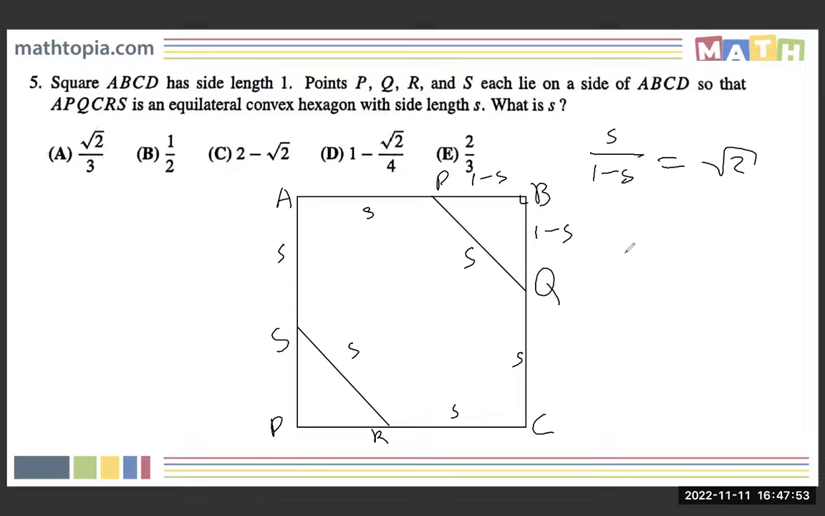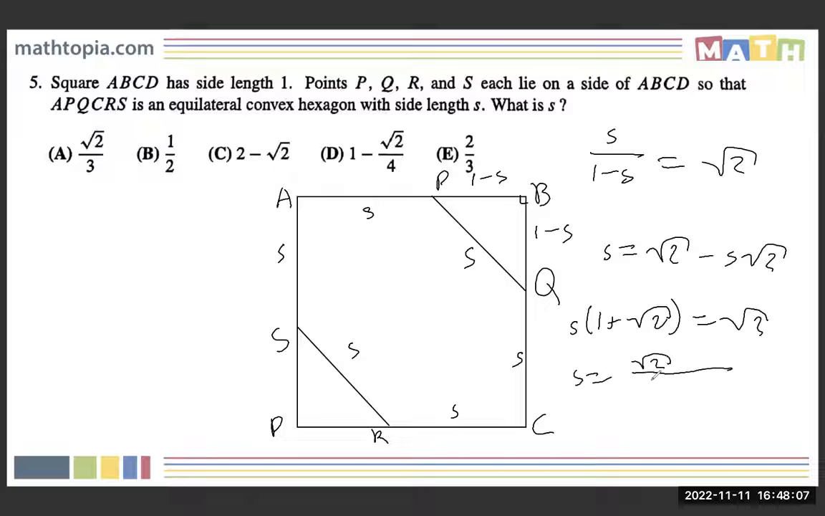Now we can solve the problem from here because S is equal to root 2 minus S times the square root of 2, which means that S times 1 plus root 2 is equal to root 2, which means S is equal to root 2 over root 2 plus 1. And now to conjugate the denominator, we can multiply by root 2 minus 1.